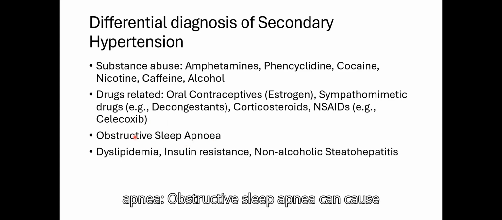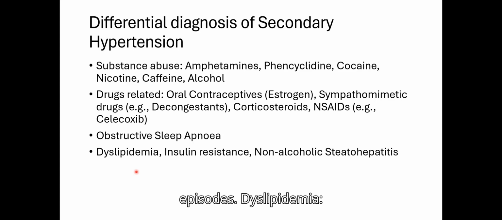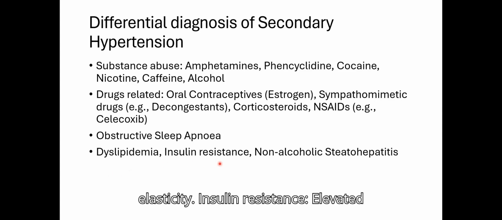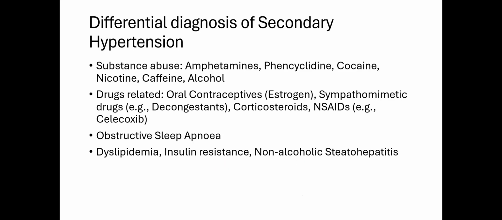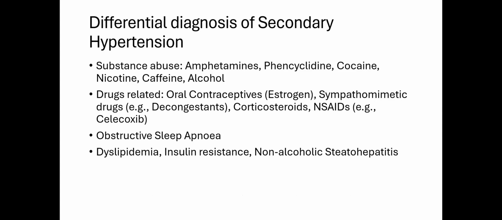Obstructive sleep apnea. Obstructive sleep apnea can cause sympathetic overdrive due to apneic episodes. Dyslipidemia. Dyslipidemia can affect arterial elasticity. Insulin resistance. Elevated insulin levels cause fluid retention, so there is elevated blood pressure. Non-alcoholic steatohepatitis. Non-alcoholic steatohepatitis can cause sympathetic overdrive due to oxidative stress.